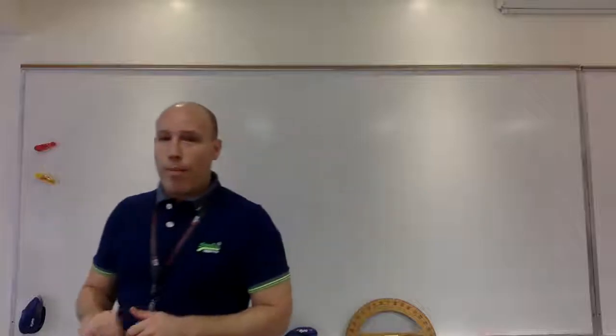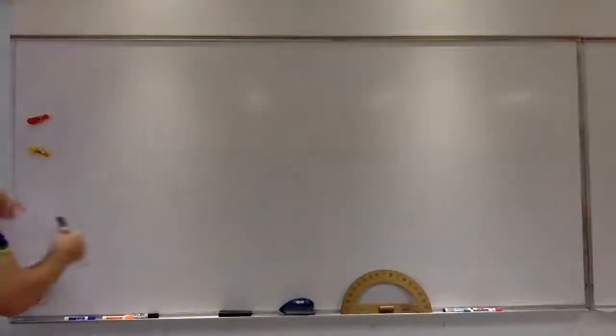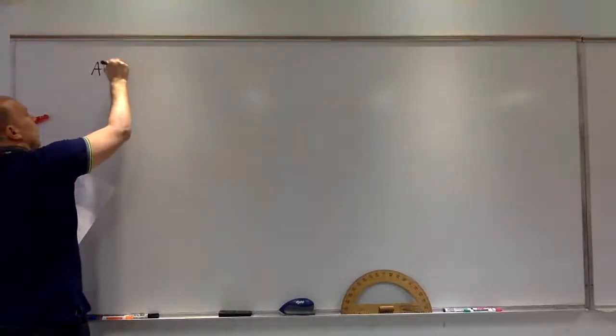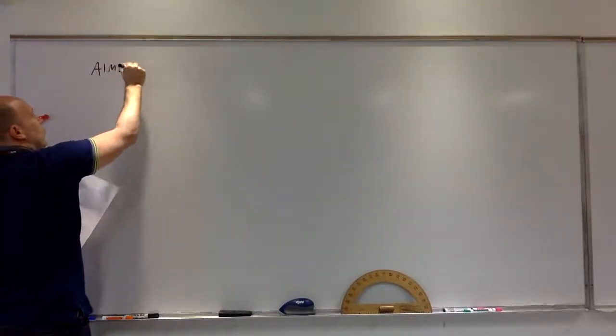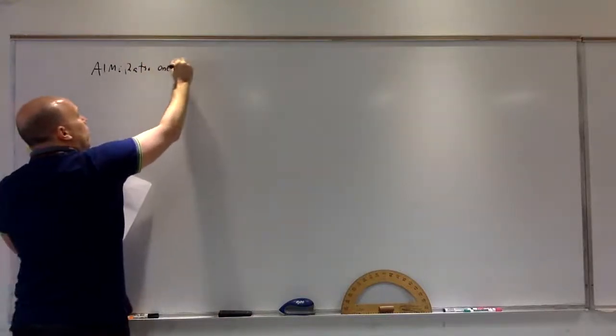Okay, today we're going to start Unit 6, which is ratio and similar triangles, actually. So today we're going to talk about ratio and proportion. The aim is ratio and proportion.